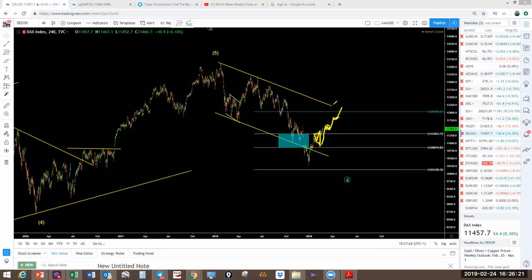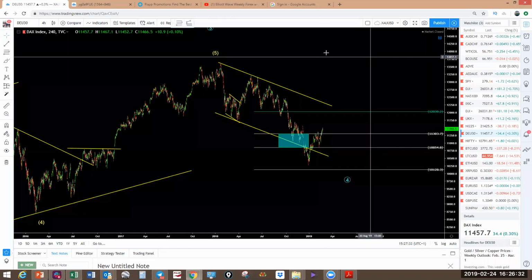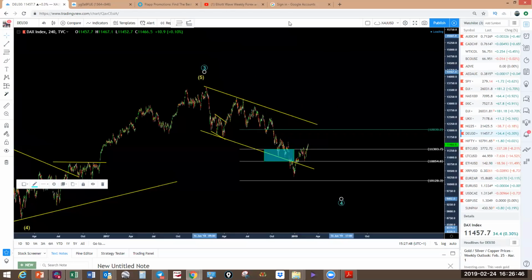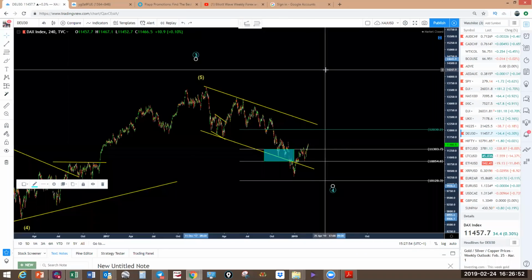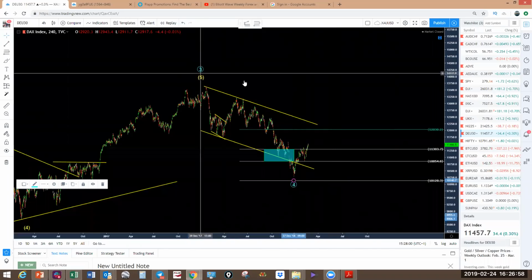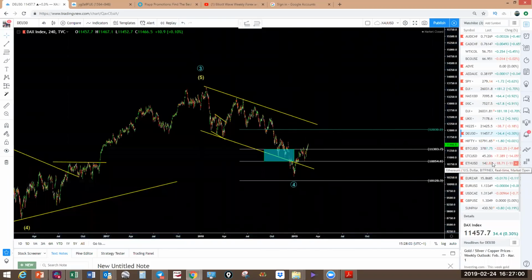Okay, you need to see what happens when it comes to the upper boundary of the channel and see if we're going to have any change of structure, maybe a deeper corrective structure that will propel us even higher for new highs. You can see that all of them are in correlation because we're all looking for them to give us the blue degree wave fives. All of them. Okay, very clear. That is the DAX, Nikkei we've done.